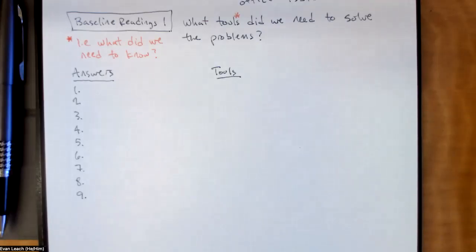Let's go over the answers to the handout called baseline readings, and then we'll talk about the things that we needed to know to get at those answers, the tools that we needed to have in our mathematical toolbox to get at those answers. All right, so problem number 1.